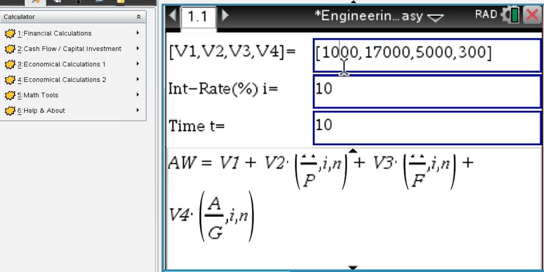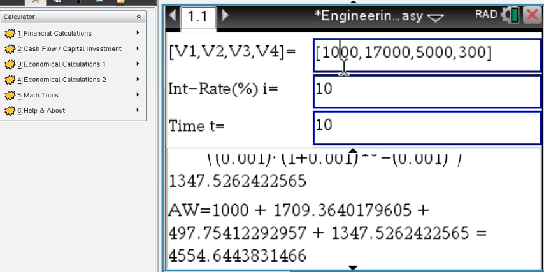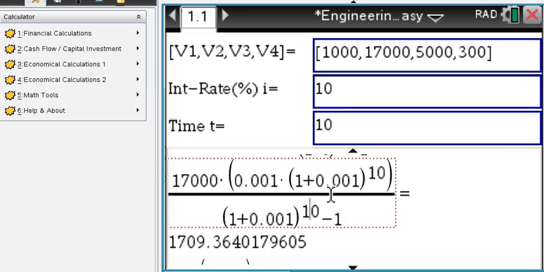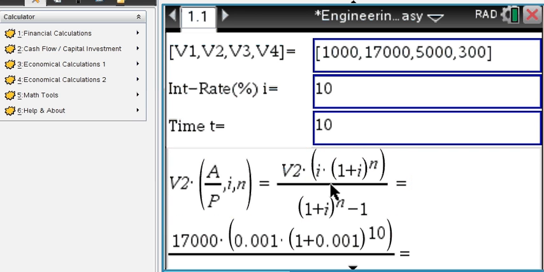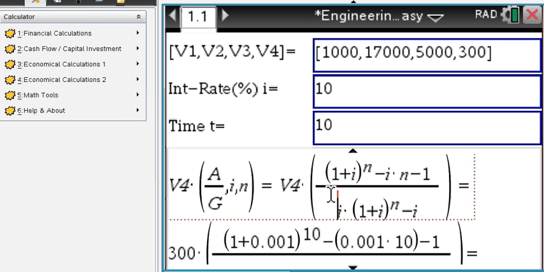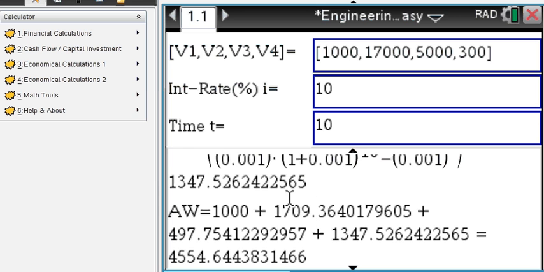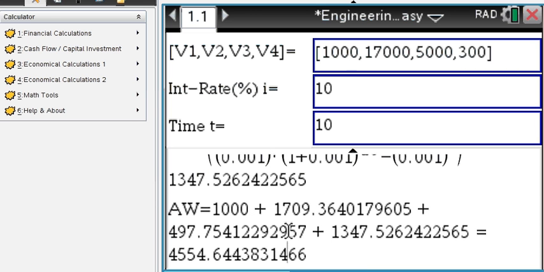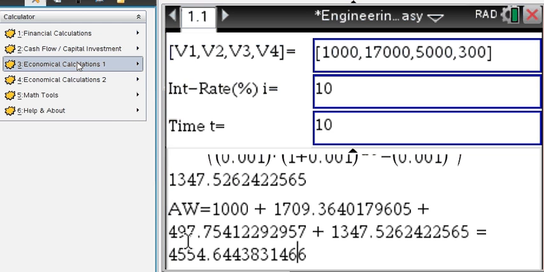Okay, so you just put in the initial values as shown up here. Then in the next box, your interest rate and your time. And you go down, scroll up, and you can see how each part was being computed here. Okay, and the final answer then is the annual worth, the summation of those. How much is it? 1, 2, 3, 4, 5 figures. I'm sorry, 4 figures. And then the last number, of course, is the final answer, 4,554.